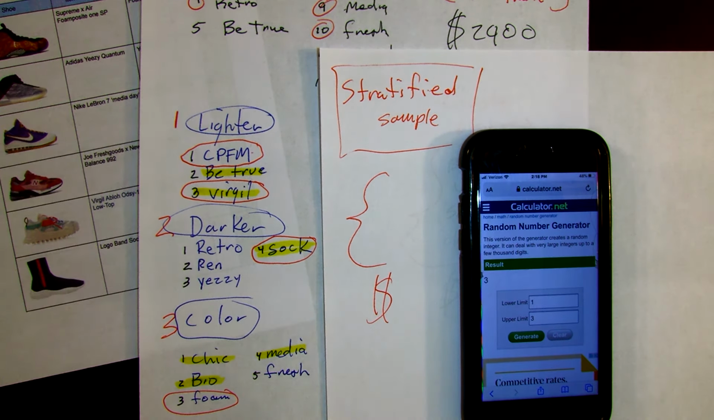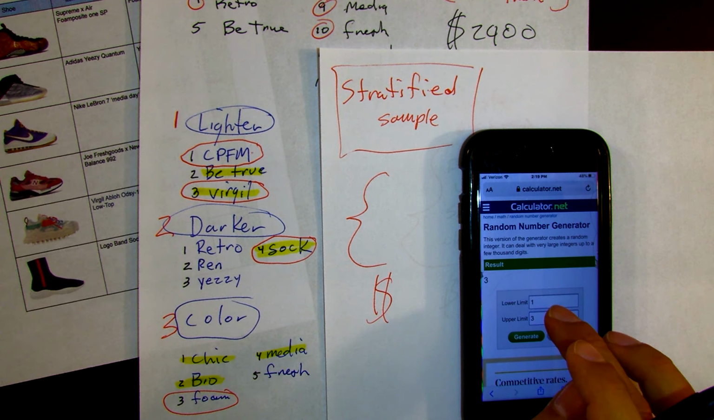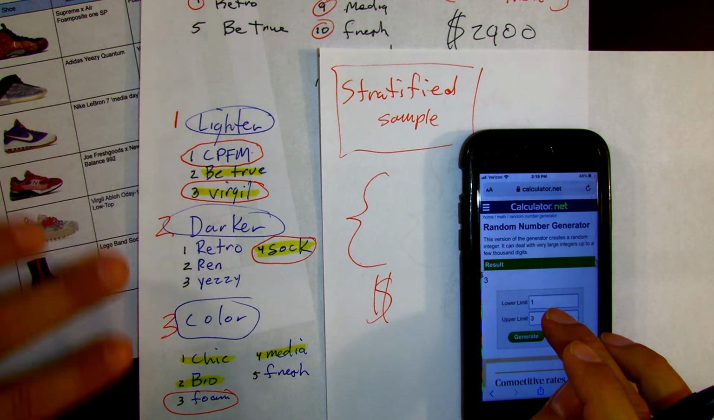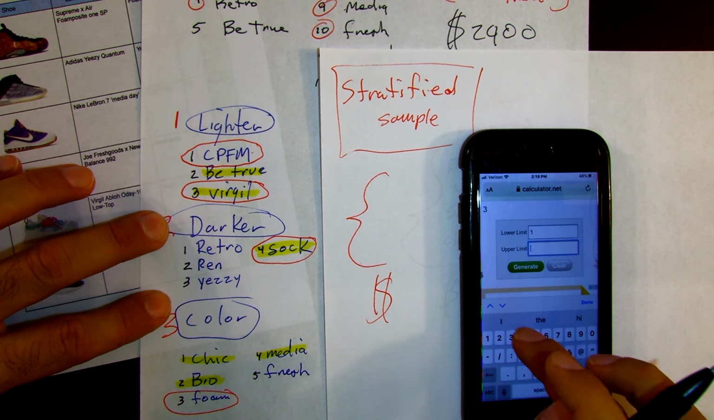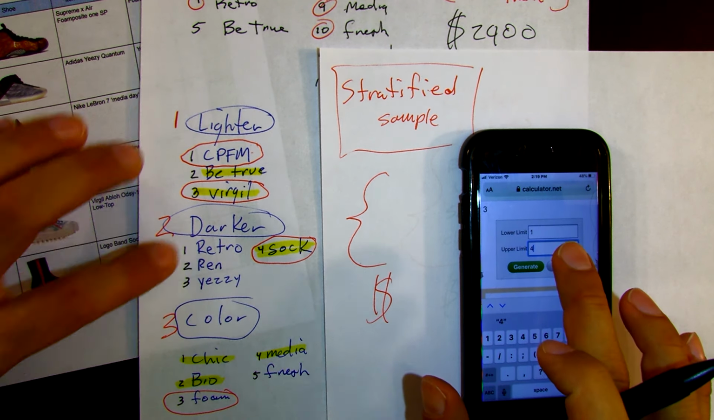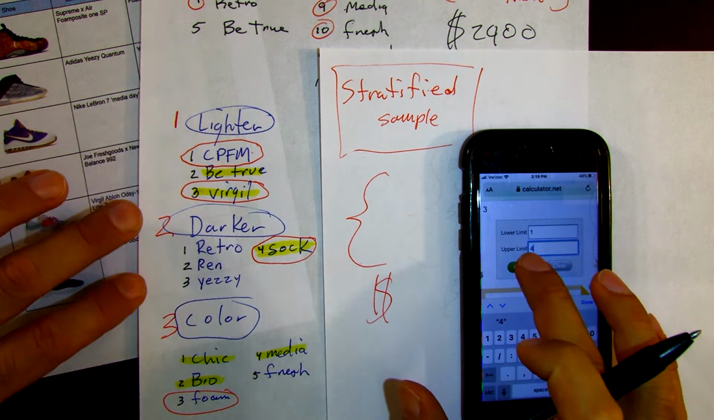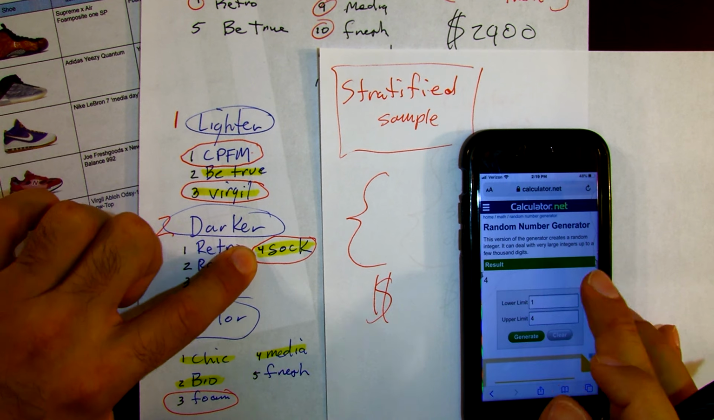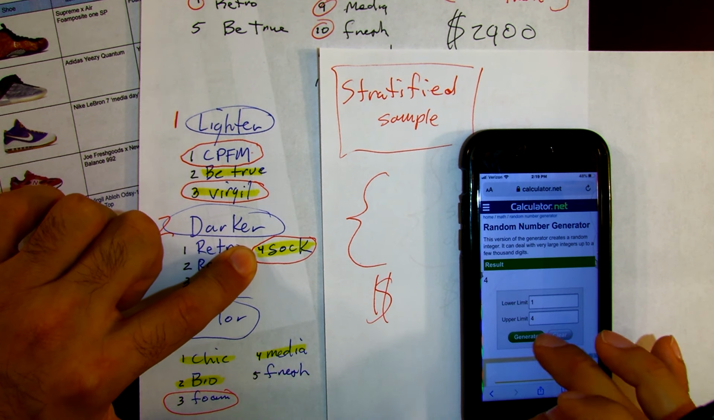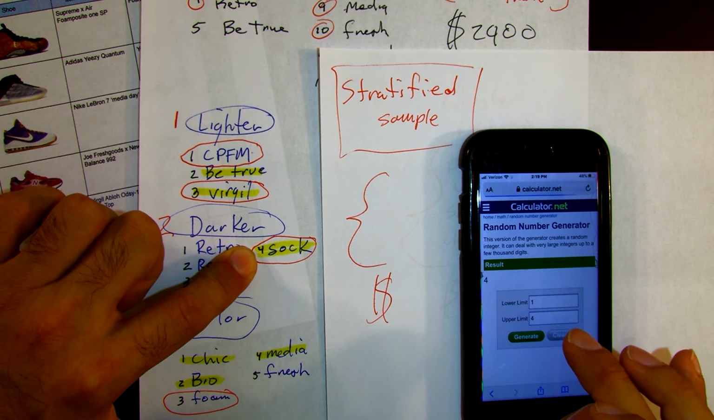Let's go down here to colorful. This will be our last selection. There's 5 options. I got to change that up. Out of 5, generate 1. Chicago. Okay, so with the stratified sample, what I just figured out was CPFM, Virgil, retro, sock, Chicago, and the foam. Those are my 4 selections.